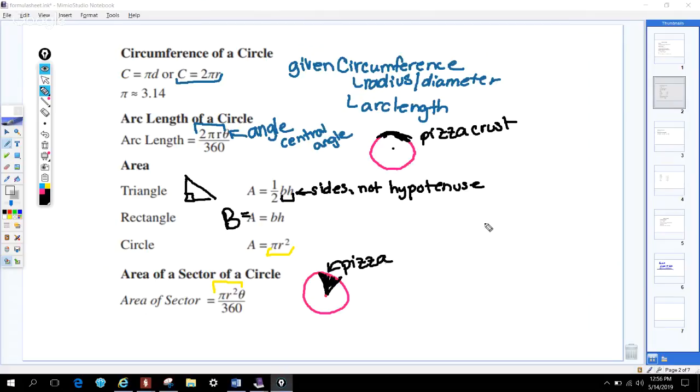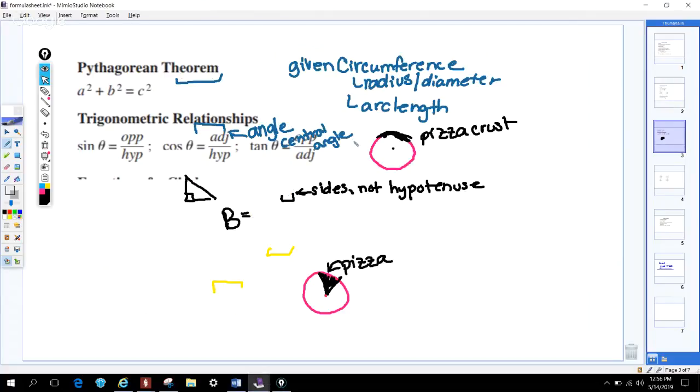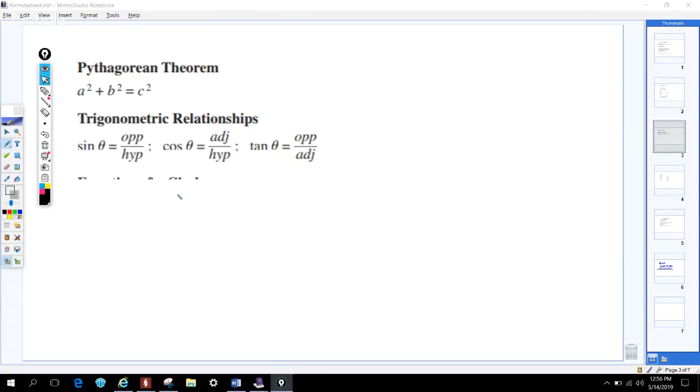Pizza, pizza, Little Caesars. Little Caesars is good? Oh, yeah. No. Papa John's. But you know what? I like Domino's crust better. Domino's knows how to make crust. Okay. All right, brain break is over.